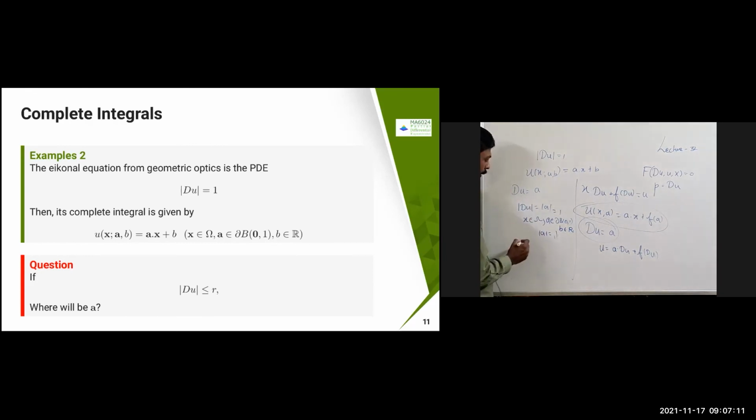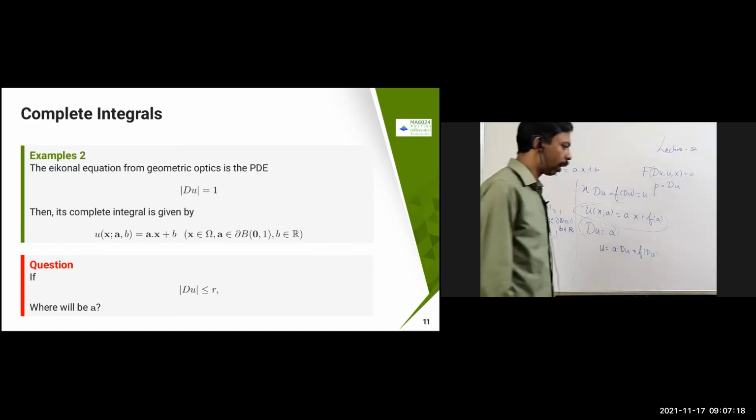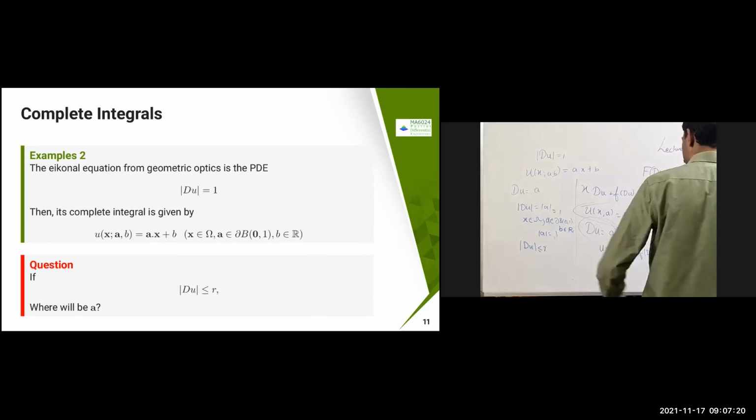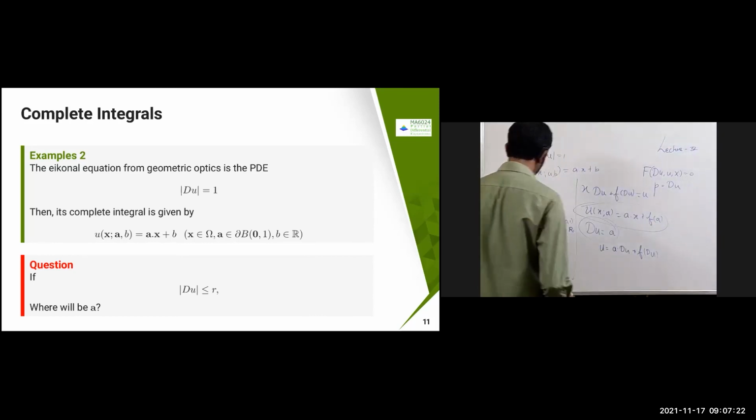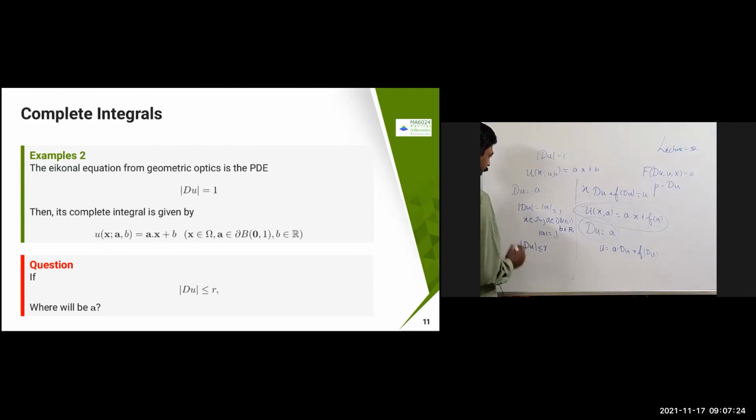Now you can just imagine the same kind of question. Suppose I have that same problem, with the norm of Du less than or equal to r. Then you can just imagine what the answer is going to be. What will a be in this case? Almost similar things are going to come. x belongs to omega, the same equation is going to come: u is equal to a dot x plus b.